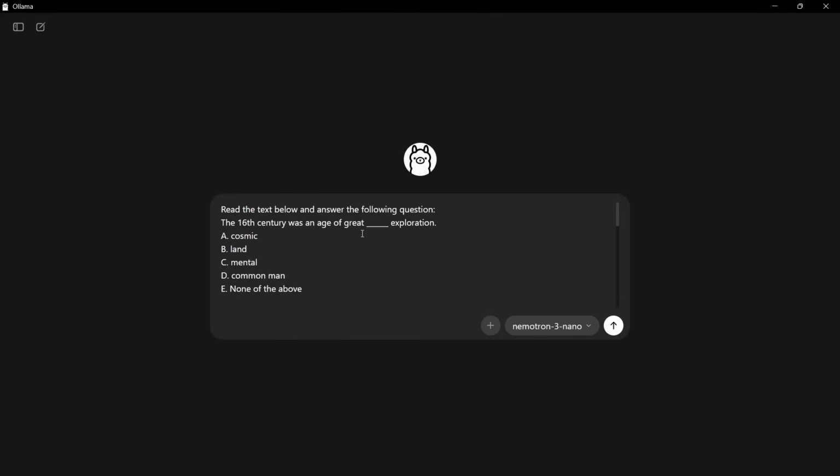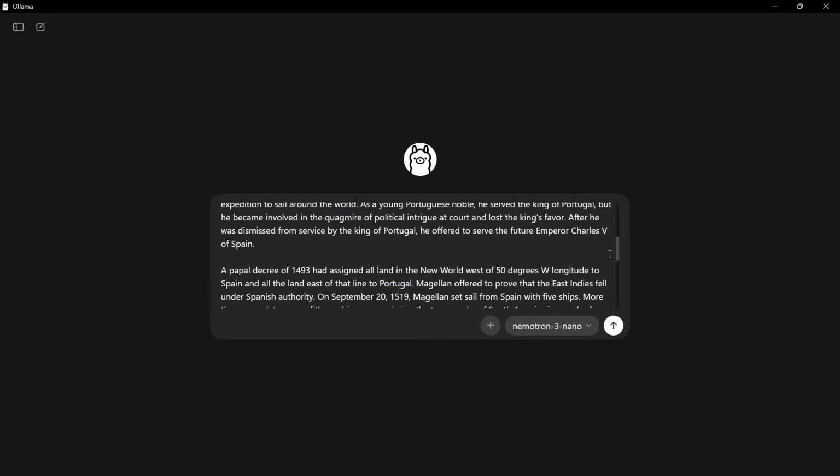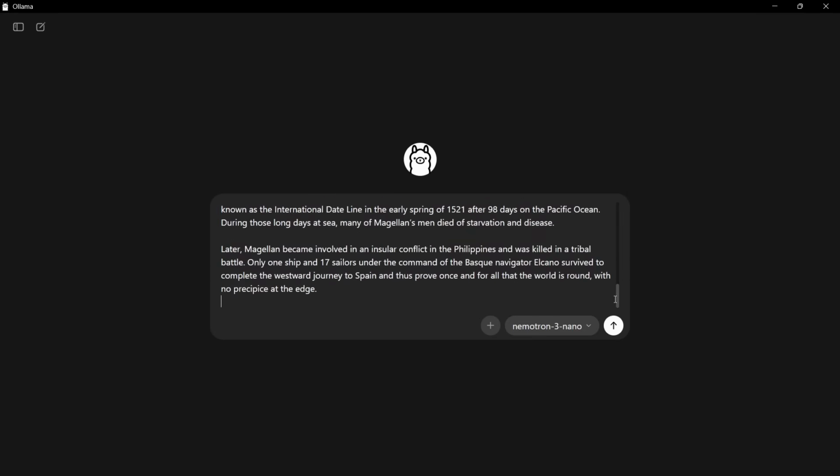Okay, more reading comprehension. Read the text below and answer the following question. The 16th century was an age of exploration. What's there? Cosmic, land, mental, common man, or none of the above. Then there is some text here about Magellan's voyage, and it just gives you some history. You've got to understand that text and then answer this question. Then we've got 2 follow-up questions. So let's see how it does.